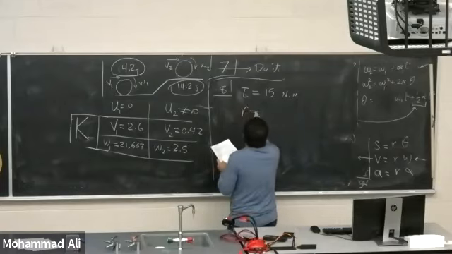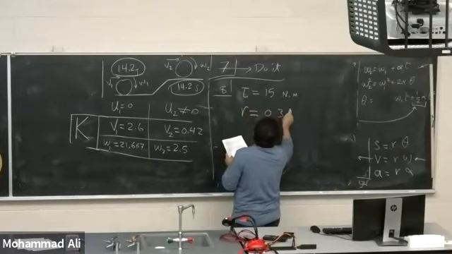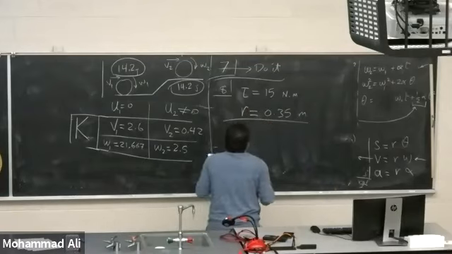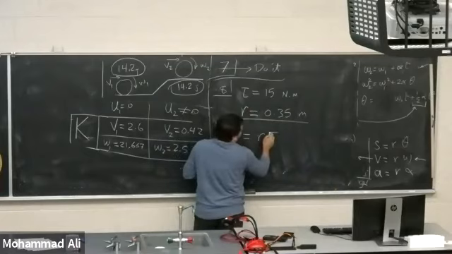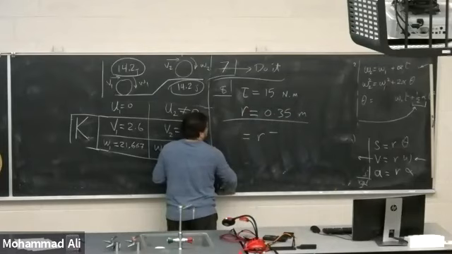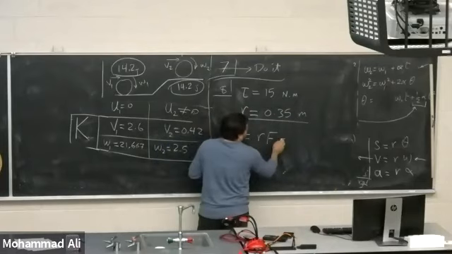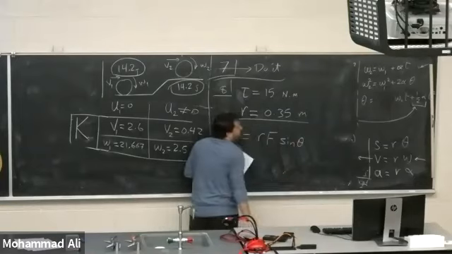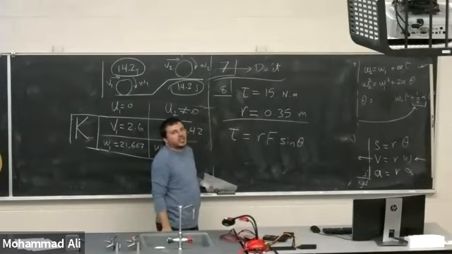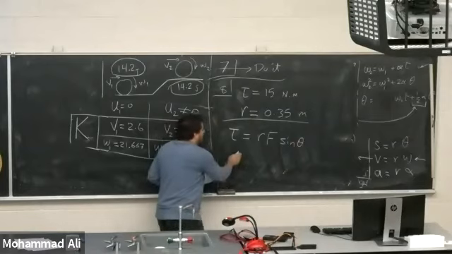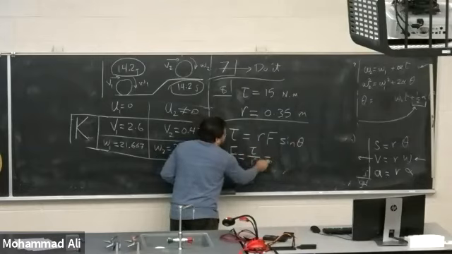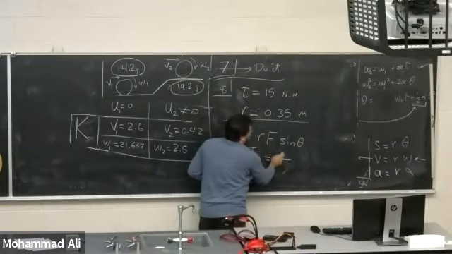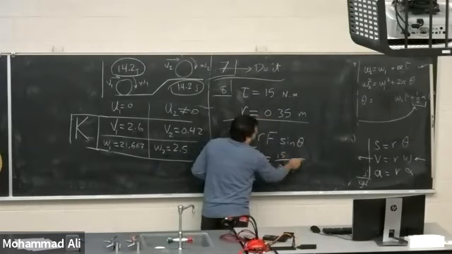We have the radius is equal to 35 centimeters. I converted directly to meter. What is the force? The torque, sorry, is R F sine theta. I didn't give you any theta here, so you can assume theta is 90 degrees and sine theta is equal to 1. From that, I need the force, which is equal to torque over the radius, which is 15 over 0.35.